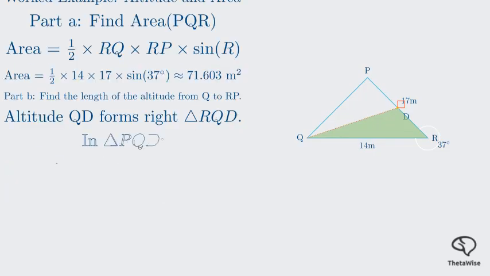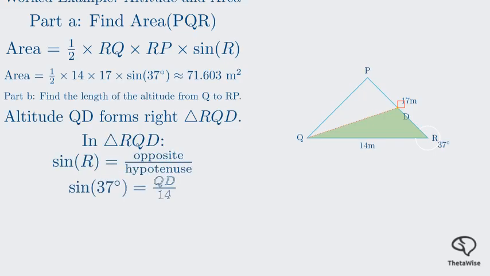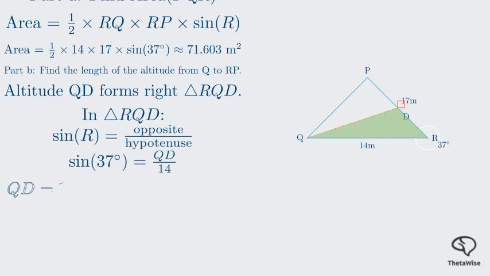The sine of an angle in a right triangle is the opposite side over the hypotenuse. So, sin 37 degrees equals QD divided by 14. We can solve this for QD. QD equals 14 times sin 37 degrees. Calculating this gives us an altitude of approximately 8.425 meters.